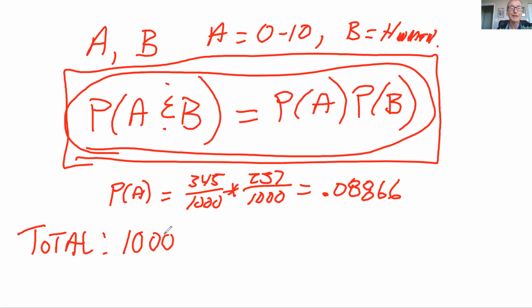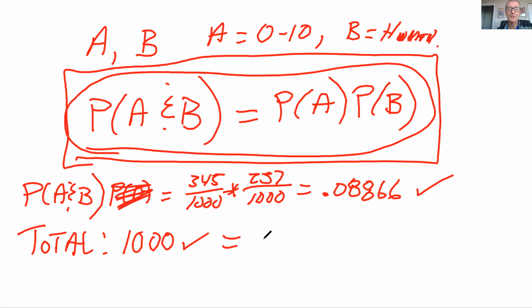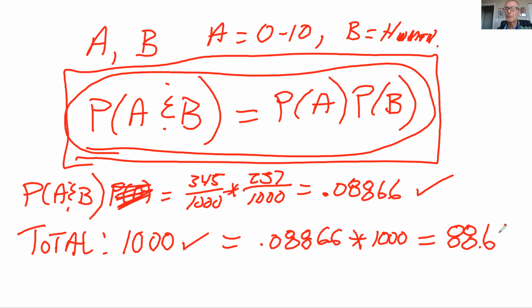So how do we find the expected value? Remember, it's the probability times the total. So this would be, this is not right, sorry. It's P of A and B. And so if you do this calculation, it would be 0.08866 times 1,000. And so that would be 88.66, the total number of expected students to study between 0 to 10 hours and be a humanities major.